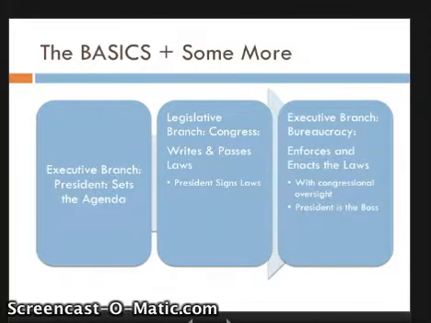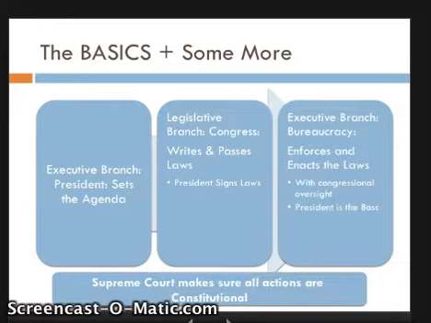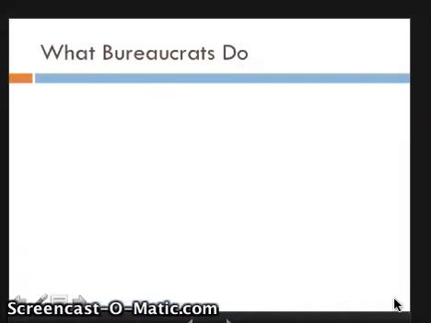So it goes back to the president. He, in turn, enforces and enacts the laws. Now, this is with congressional oversight, but the president is the boss. Throughout this entire thing, the Supreme Court is making sure that all the actions of the government, from the agenda that gets set and the way it gets set, to the process by which Congress writes the laws and also what the laws actually say, and then the enforcement actions, are all constitutional, that nothing violates the Constitution. So let's just jump into some real basics about what bureaucrats do.